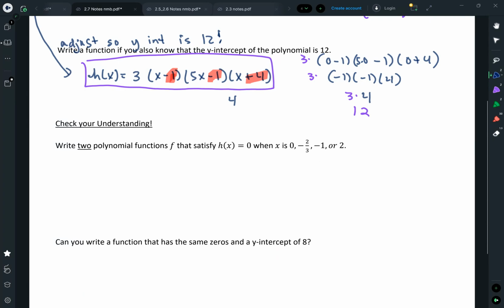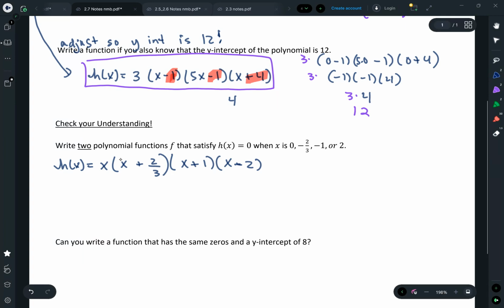So we've got 4 zeros on this one, so I'm going to write h of x equals. X is 0 just means I have to have an x being multiplied by everything. Negative 2/3 means x plus 2/3. I'll adjust that factor in a second. You know I don't like those fractions. And then I have an x plus 1, and then I have an x minus 2. So always opposite in sign. Now to change this guy right here, I multiply by 3, which means this is going to be gone when I multiply by 3. And so there's my answer.